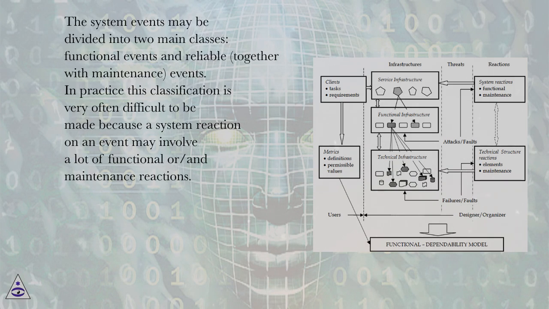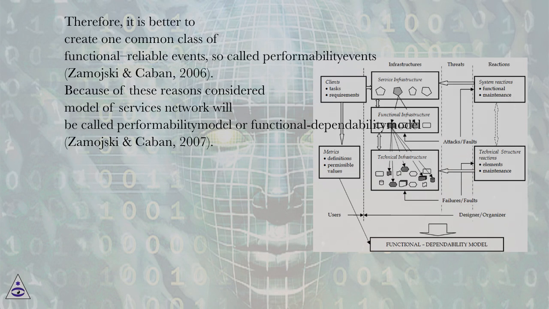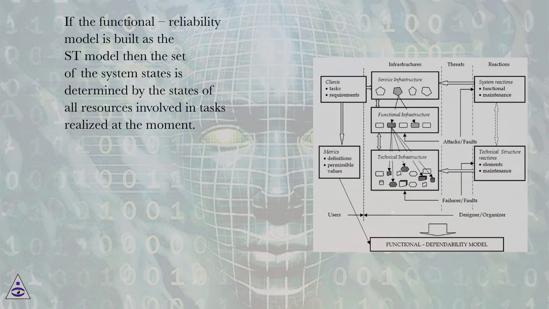The system events may be divided into two main classes, functional events and reliability, together with maintenance events. In practice, this classification is very often difficult to be made because a system reaction on an event may involve a lot of functional and or maintenance reactions. Therefore, it is better to create one common class of functional reliability events, so-called performability events, Zamojski and Kaban, 2006. Because of these reasons, the considered model of services network will be called performability model or functional dependability model, Zamojski and Kaban, 2007.